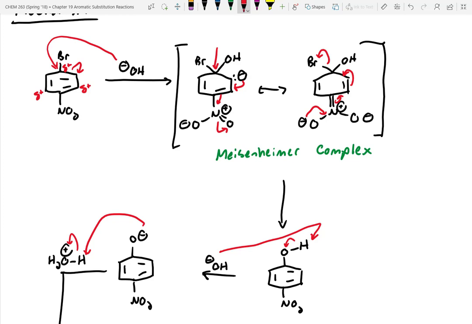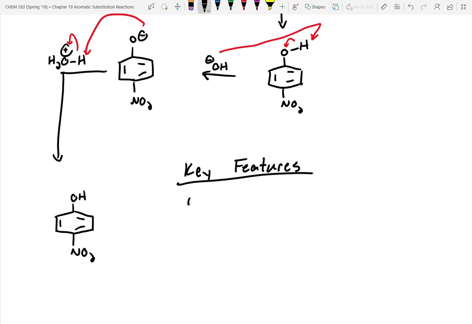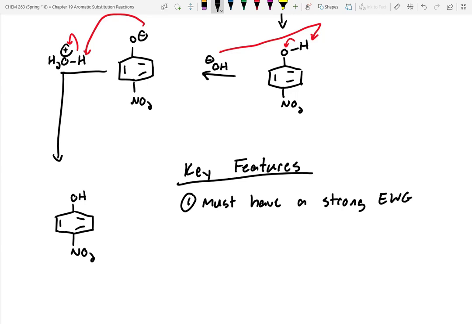This is a hard reaction to perform, but I will show you the key features that allow it to occur. You are breaking aromaticity though, so this is a very uphill reaction. So let's look at the things that are required for this reaction to occur. All right, first one is it must have a strong electron withdrawing group. So a nitro group, something like that, that's a very, very strong electron withdrawing group.